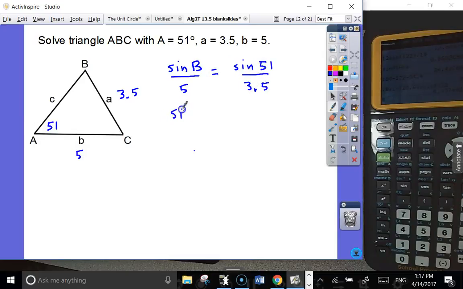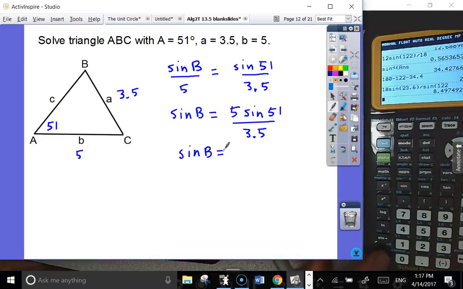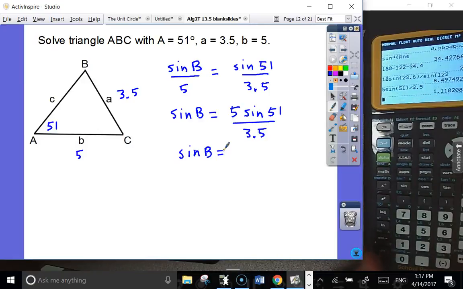Okay, so the sine of B equals 5 times the sine of 51 divided by 3.5. Sine B equals, okay, let's do all that. 5 sine 51 divided by 3.5 is 1.1102.